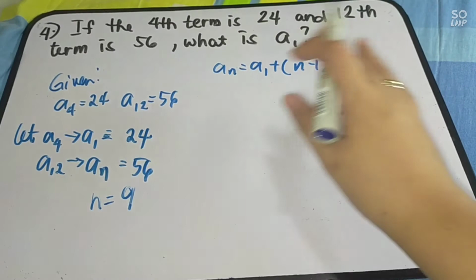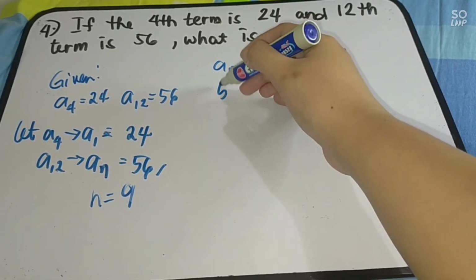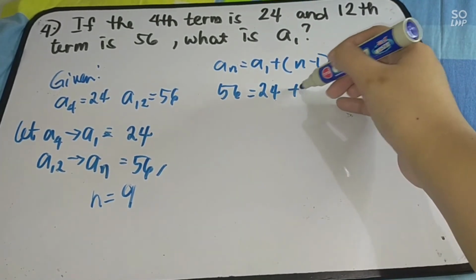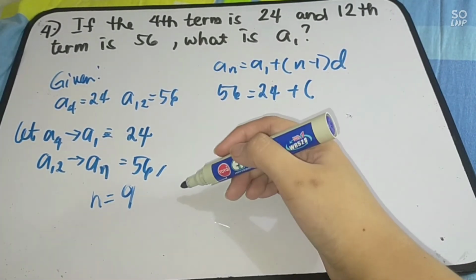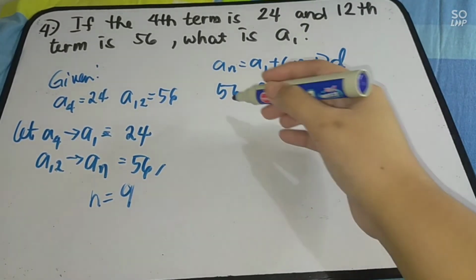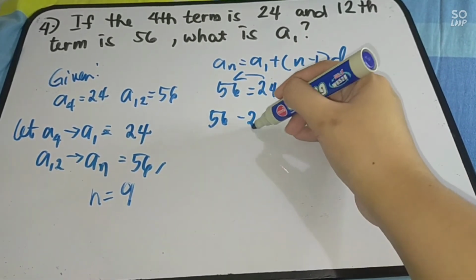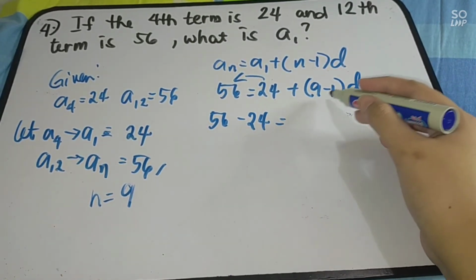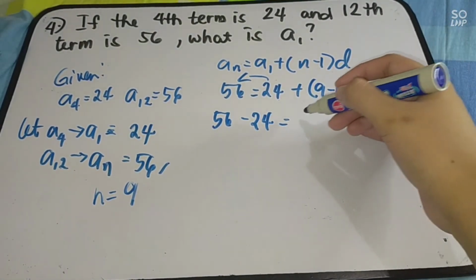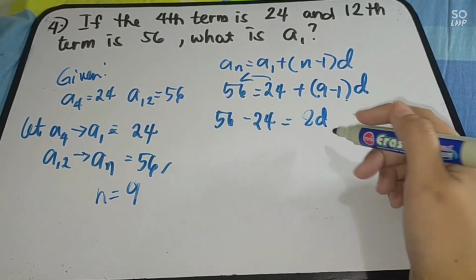So, naglalet tayo para lang makuha si common difference, ha? So, your last term, we have here 56, is equal, for the first term, we have here 24, plus quantity, ang n mo ay 9 minus 1 times d. Then, transpose mo na si 24. So, 56 minus 24 is equal to 9 minus 1 is 8. 8 times d, we have here 8d. Yan. So, 9 minus 1 is 8 times D, we have 8D.